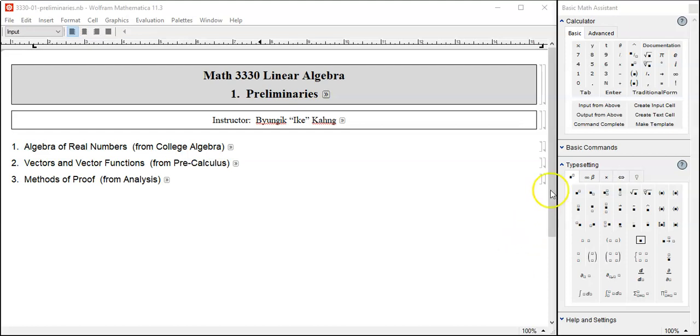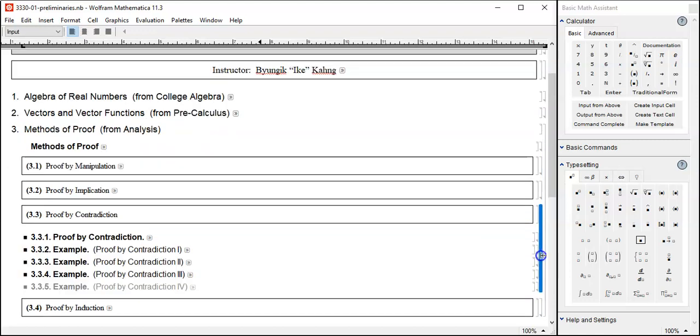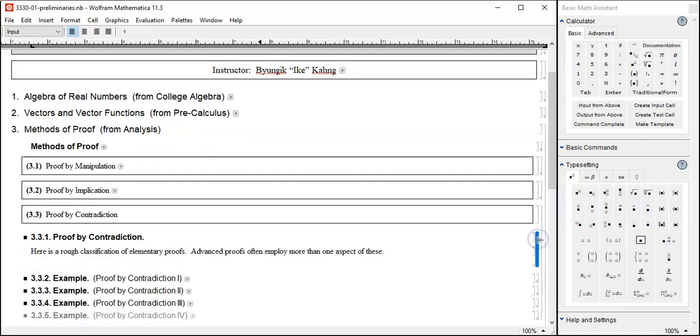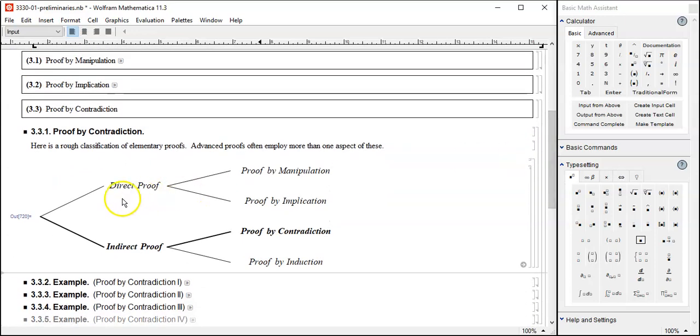Hello students, welcome back. Let us now talk about proof by contradiction. By the way, here's a reminder. This is what we are doing right now: a classification of proofs, direct proof versus indirect proofs. We talked about proof by manipulation and proof by implication. This is what we are doing now, proof by contradiction.